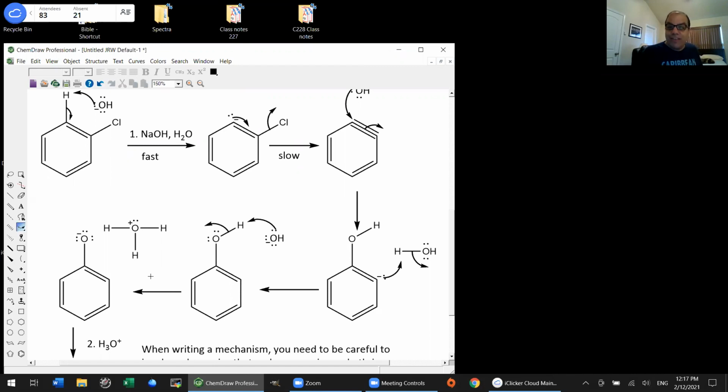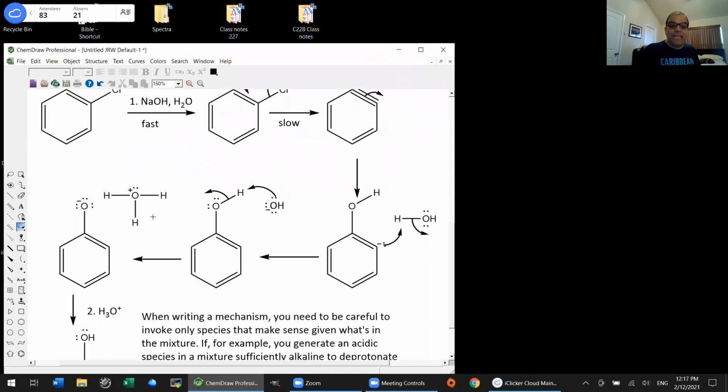And this is not the first time we've seen this type of reaction, nor will it be the last, where we generate an acidic species in an alkaline solution. In that case, the acid is going to get deprotonated. Later on, for instance, when we learn about alkaline hydrolysis of esters, we'll run into a situation where we generate a carboxylic acid in the presence of an alkaline solution, and that carboxylic acid is going to get deprotonated. You can't stop it. So actually what's going to be floating around in our mixture is the phenolate ion. That will be swimming around quite happily until we acidify.